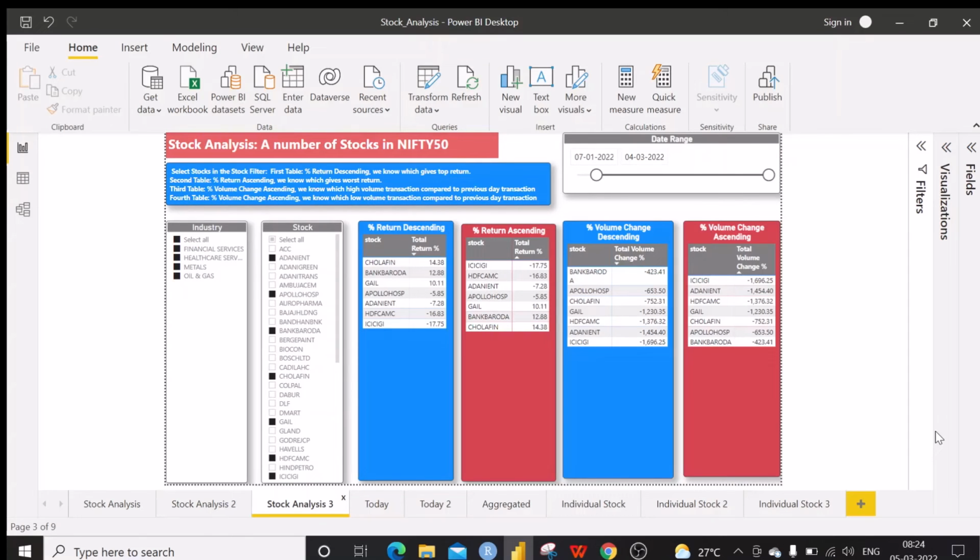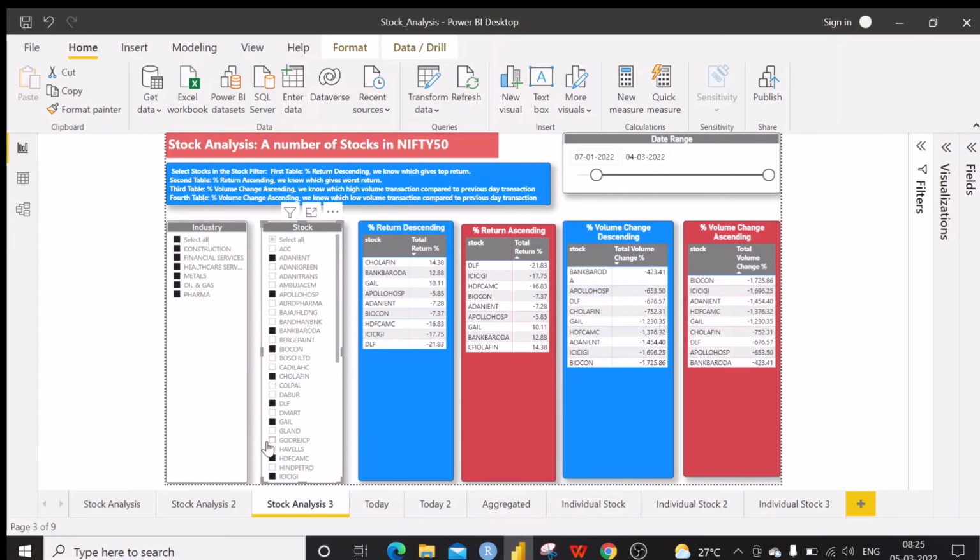This is the third page of our application. It is just for convenience. That is, after selecting some shares or stocks, if you are interested to know which are giving the best return and which are giving the worst return, you don't have to select anything. Just select stocks on the first page. Then it will show you.